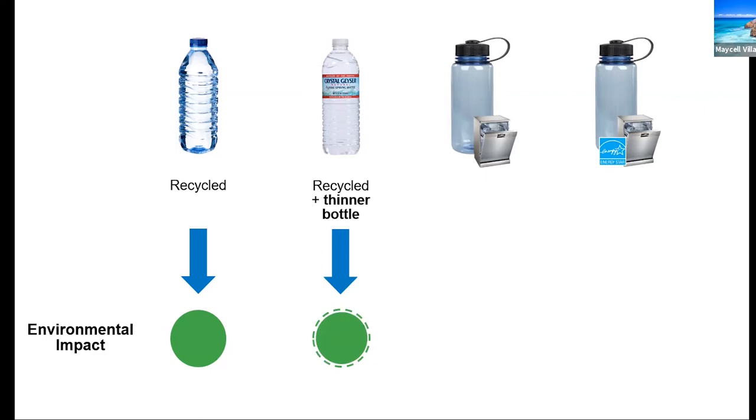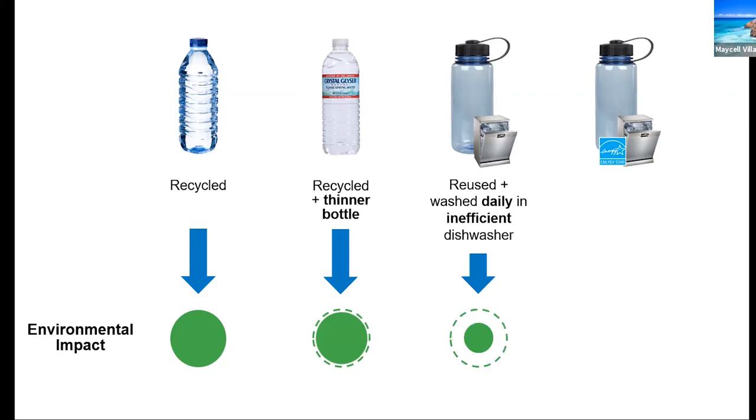Now, a thinner bottle means that less resources were used to produce the bottle. And as we can see, when comparing this green circle to the previous bottle's environmental impact, the negative impact gets even smaller. In the third example, we switch to a reusable water bottle that is washed daily in an inefficient home dishwasher, which failed EPA's Energy Star program by the greatest margin ever, which is the worst case scenario when it comes to washing reusable bottles. In this worst case scenario, it has a smaller negative impact than either of the single-use water bottle examples.